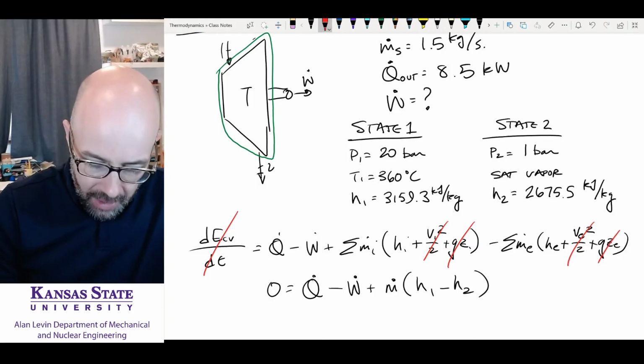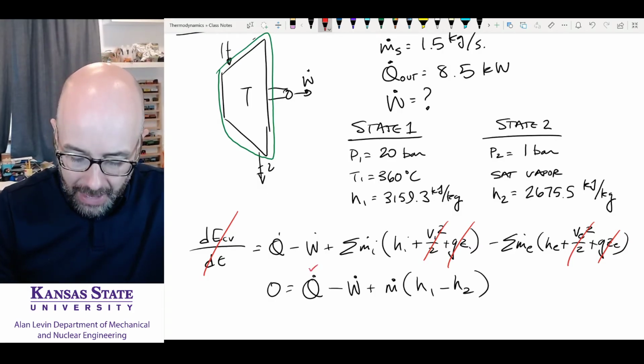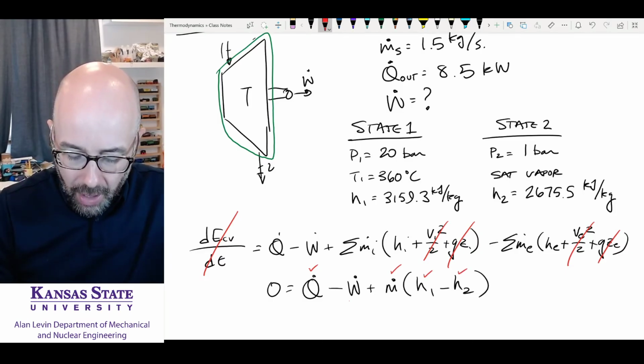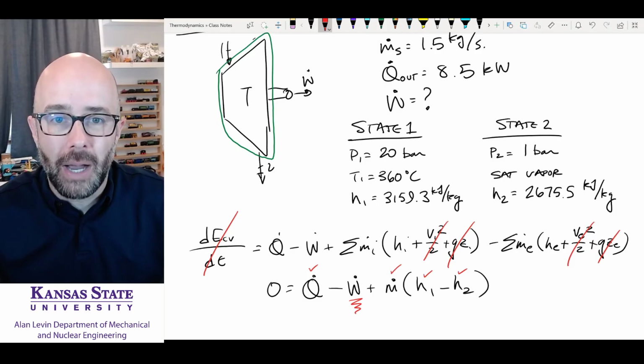Okay, what do I have here? The problem statement gave me Q dot. The problem statement gave me m dot. And I looked up H1 and H2. My only unknown here is W dot.